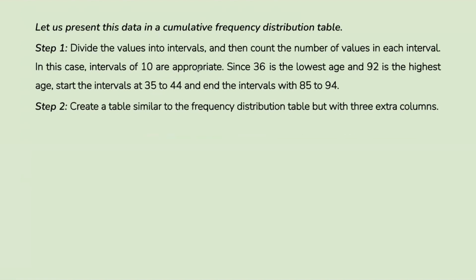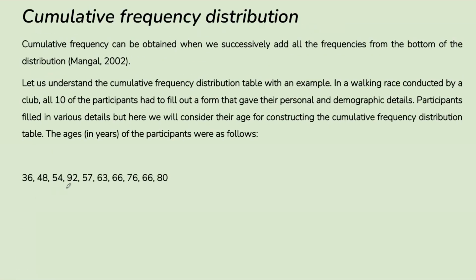First we have to divide the values into intervals and count the number of values in each interval. In this case, intervals of 10 are appropriate, because the range is quite high. There's large variation in the ages. If you see the ages, it is as low as 36 and as high as 92. So to cover this, we can take intervals of 10.